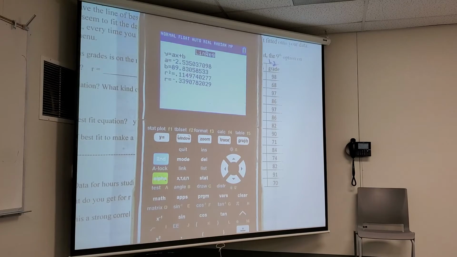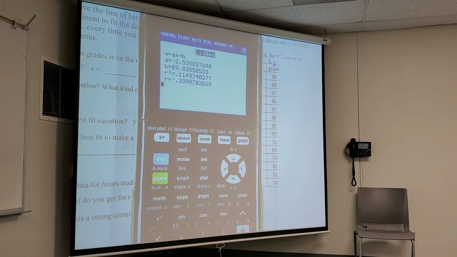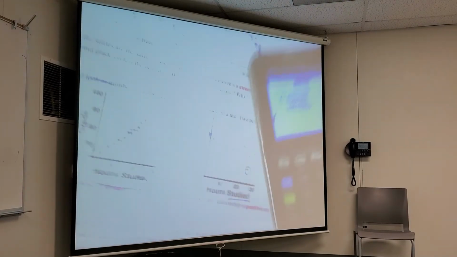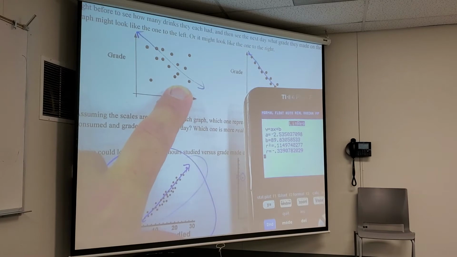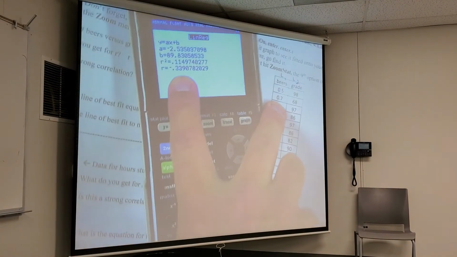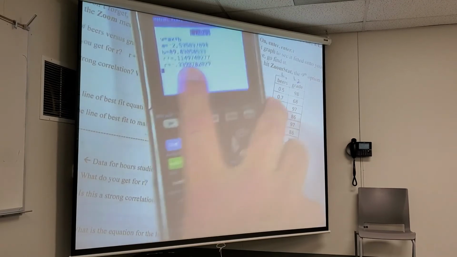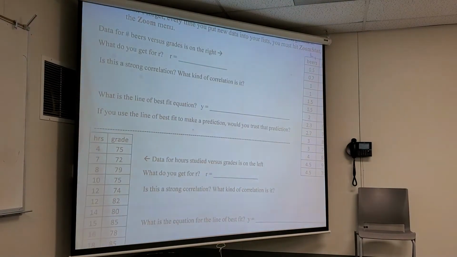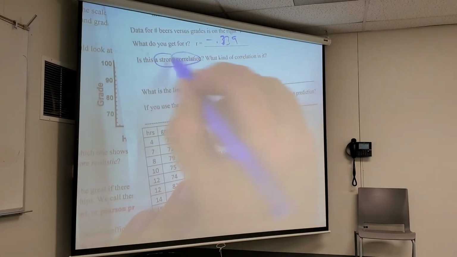Anyway, look at the R value. Is it what we thought it would be? Remember, this is for this situation. We knew it had a negative slope to it, but it was really weak. How does that verify that? It's negative, but it's also much closer to 0 than to -1. Yeah. Okay, so let's write some stuff down. So R is negative 0.339. Is this strong correlation?